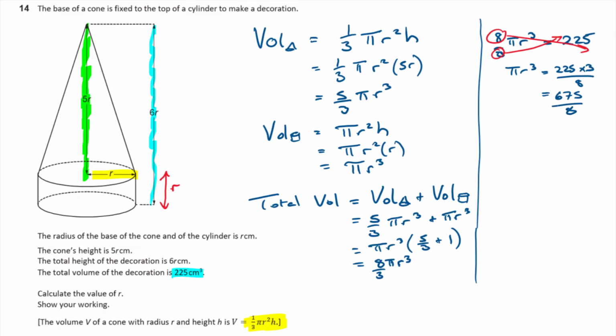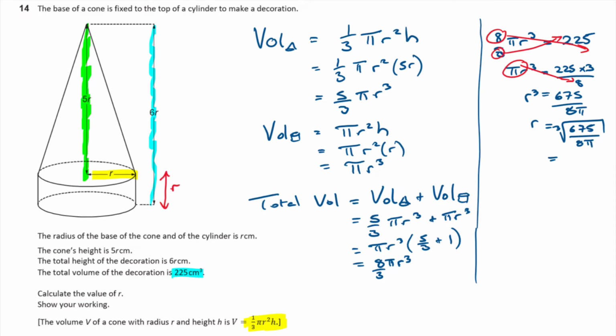And then I'm going to cross multiply the pi as well. So it's going to end up on the bottom. So it's going to be 675 divided by 8 pi. And then that's going to be r cubed, then, isn't it? And then so to find r, I'm going to have to cube root all of that. So it's going to be the cube root of 675 over 8 pi.